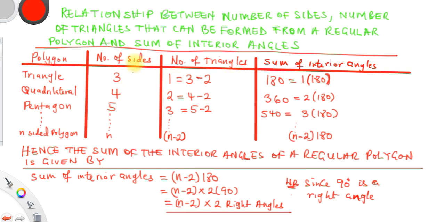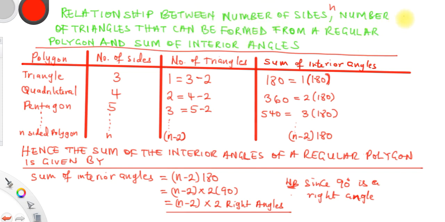So this video is a continuation of our lesson on regular polygons. We are looking at the relationship between the number of sides, which you can denote by n, the number of triangles that can be formed from a regular polygon, and the sum of interior angles. So we are looking at how these three things are related.